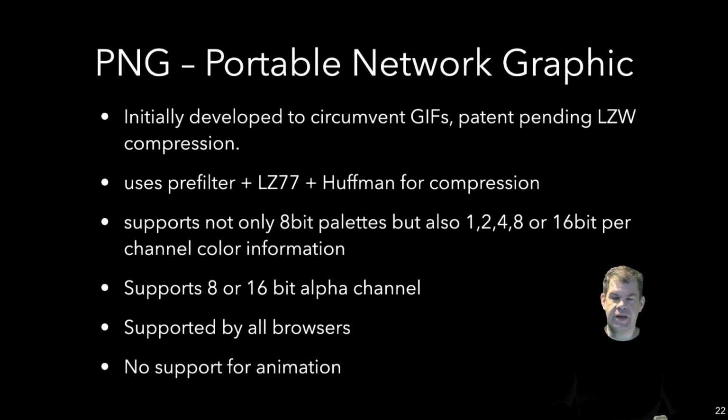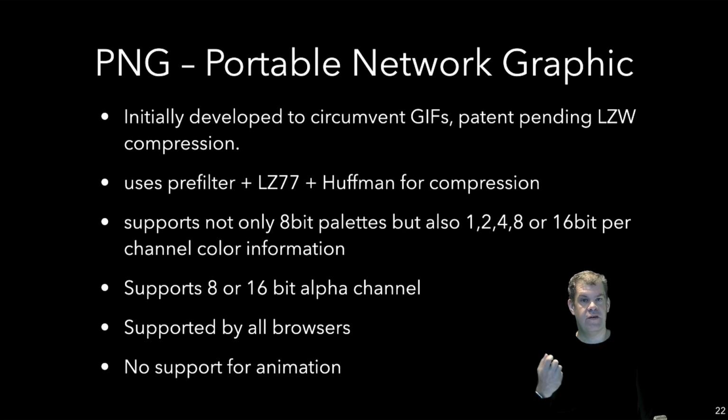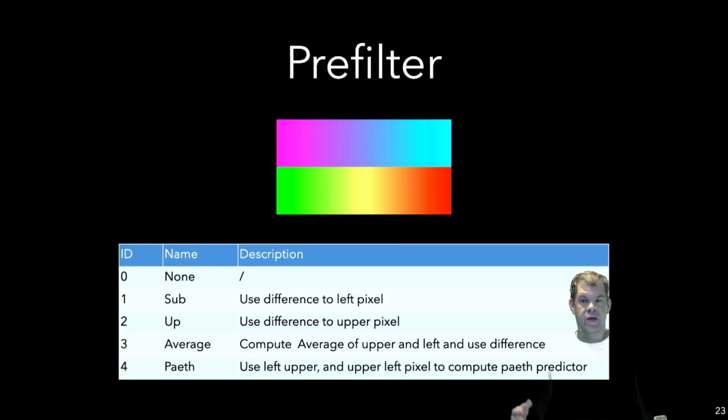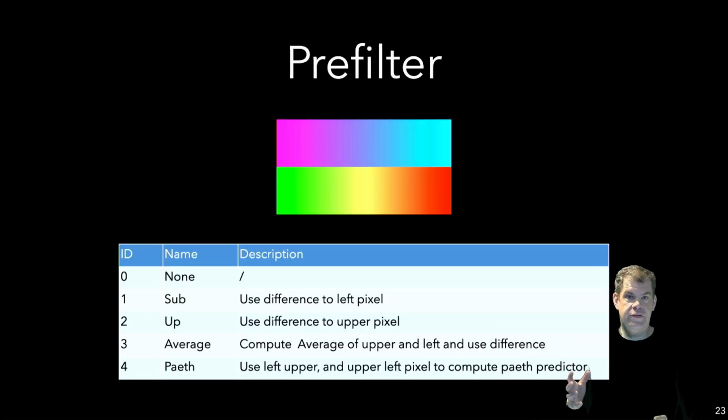So that's the basic idea, but there's one more thing on top of that, and that's the pre-filter. And that is very specific to images, while the second two, LZ77 and Huffman coding, are nothing that are special to images. And as a matter of fact, that's pretty much deflate, which is what we use in zip. So let's look at this pre-filter thing. What is this really about?